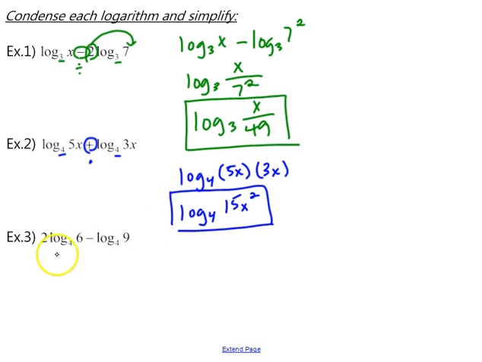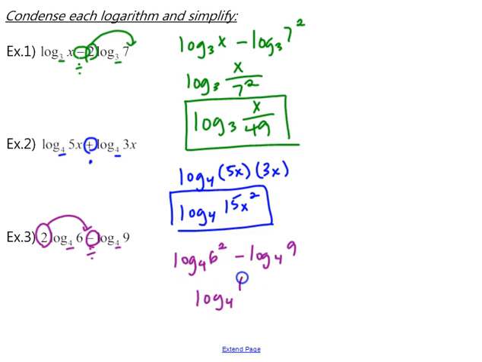Let's go ahead and work through one more. Here we have log base 4, which is good. We have this coefficient that needs to be raised as an exponent. And then we have this subtraction that's going to change to a division. So let's take care of the exponent first. We have log base 4 of 6 raised to the second power minus log base 4 of 9. Now we can take care of the division. Log base 4 of 6 squared over 9. If we continue simplifying, we have log base 4, 6 squared is 36 over 9.